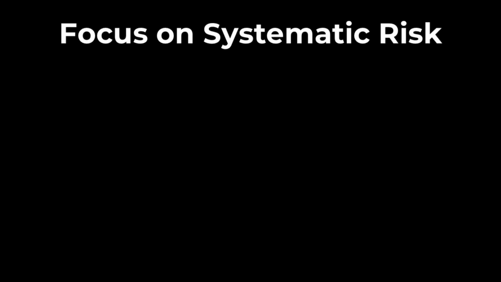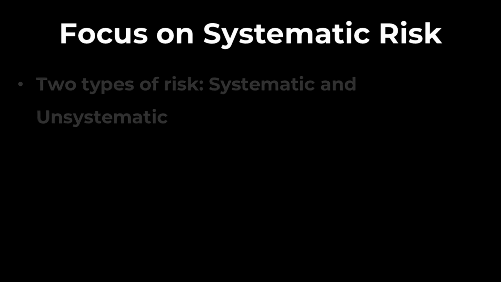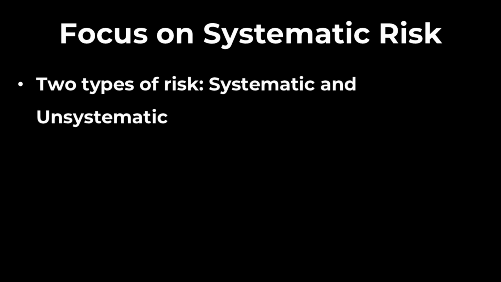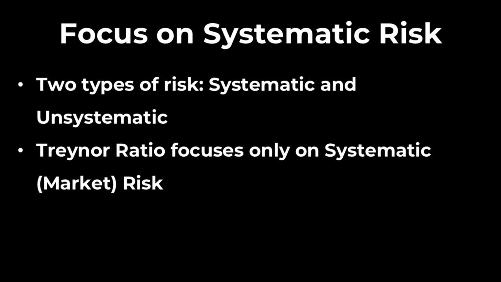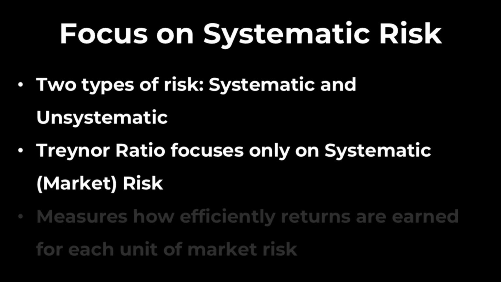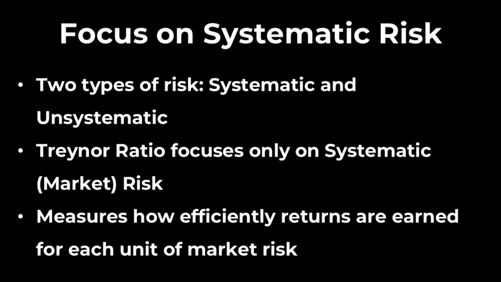Alright, let's get started. There are two types of risk: systematic and unsystematic. Systematic risk comes from the market itself. You can't diversify it away. The Treynor Ratio focuses only on that part. It shows how efficiently your portfolio converts market risk into returns.